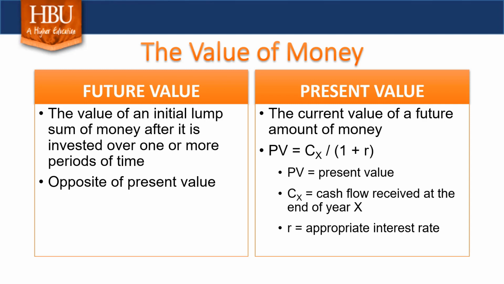And how do we calculate that? It's present value, and that is equal to the cash flow received at the end of the year divided by 1 plus our appropriate interest rate. We'll talk a little more in just a second about what this means.